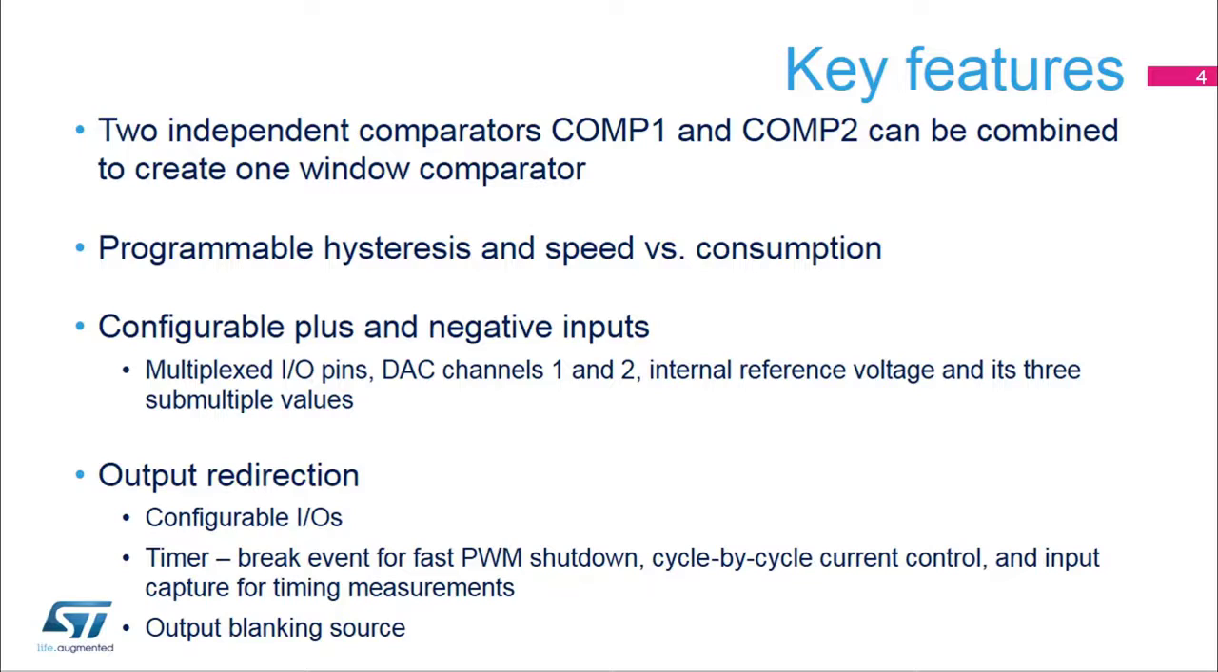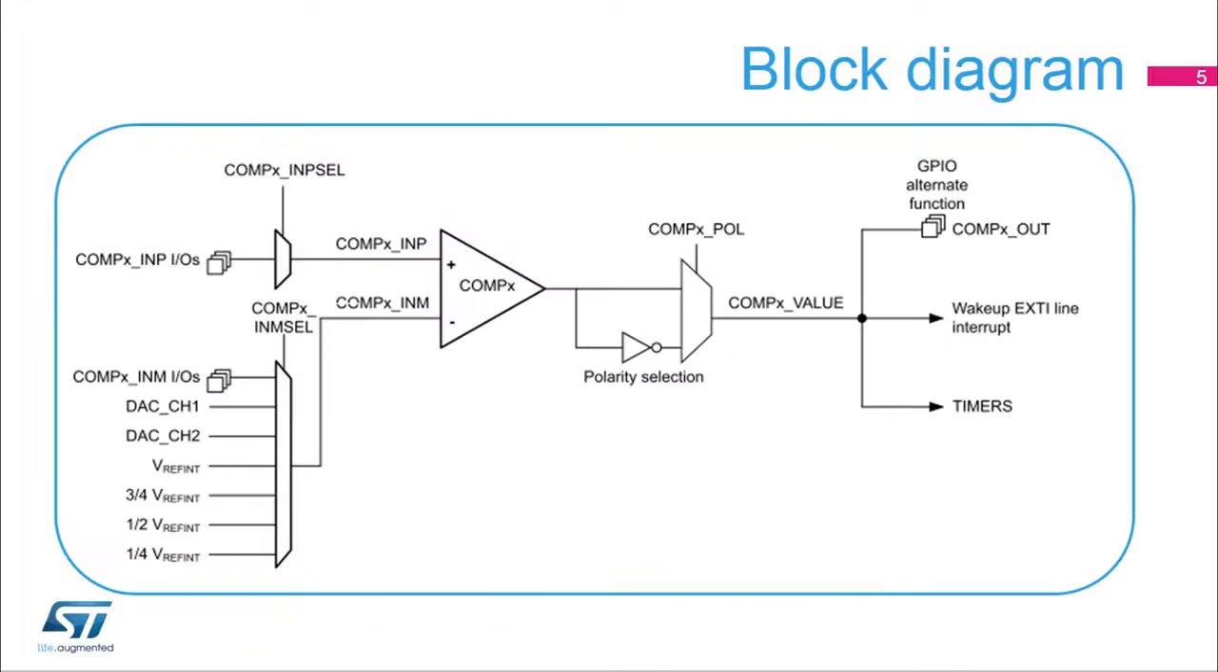The comparator output can be connected to I/Os using the alternate function channels or internally redirected to a variety of timer inputs, such as enabling the break event for fast PWM shutdown. The user can create cycle-by-cycle current control or input captures for timing measurements. This slide shows the general block diagram of the comparator integrated in the device.